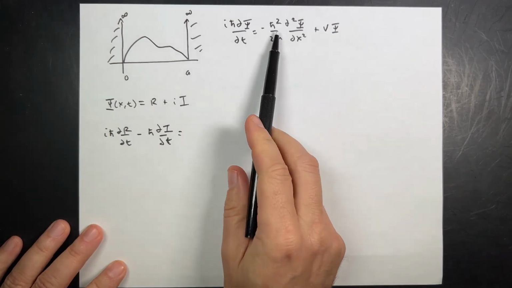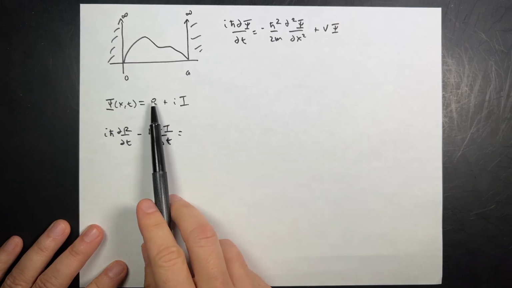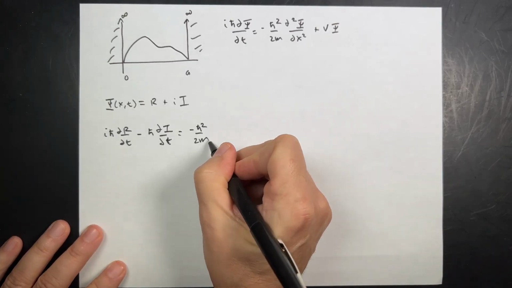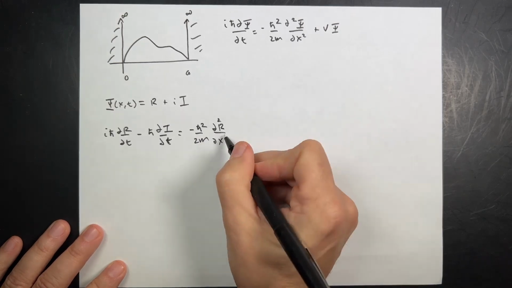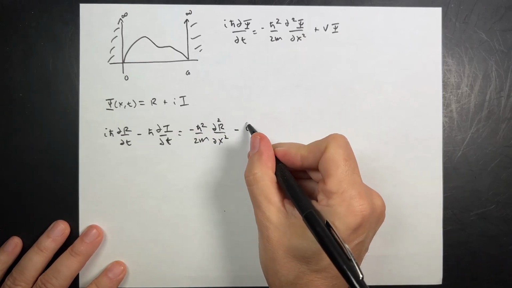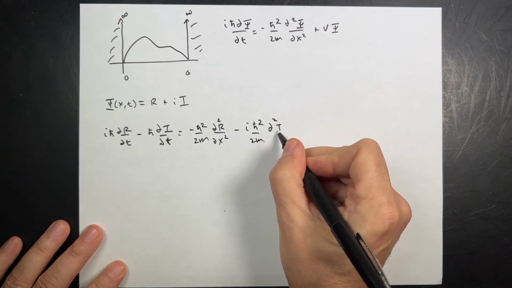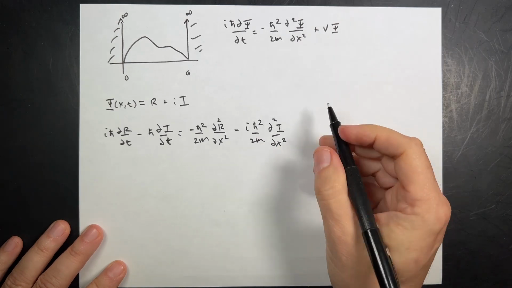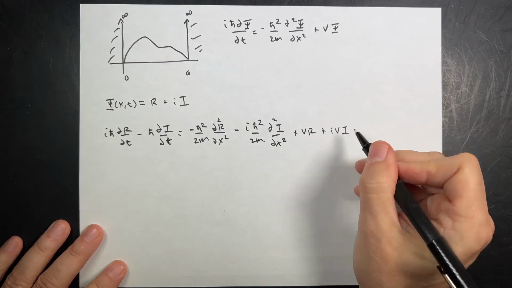Now let's do the other side. I'm going to do the same thing again. Now I'm going to take the second partial derivative with respect to x of a sum. So I get negative h bar squared over 2m, the second partial of r with respect to x. And then this second term has that imaginary number in it, minus i h bar squared over 2m, second partial of i with respect to x. And then I have two of these terms, V times r, plus i V times i.